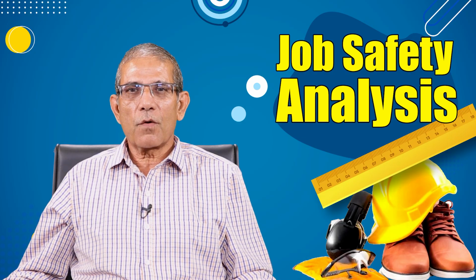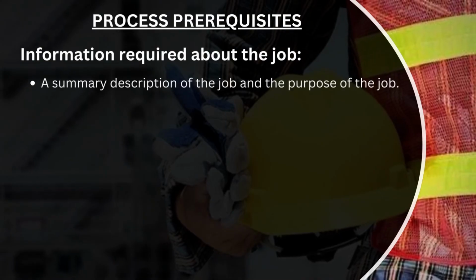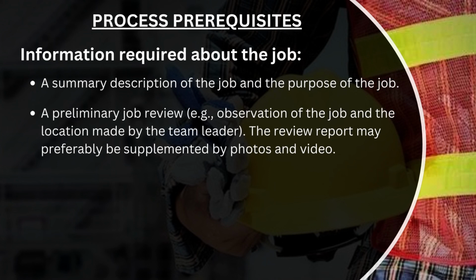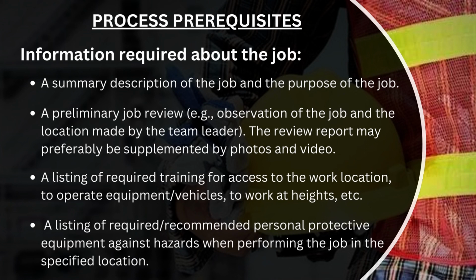Now, what information is required for the job? The information includes a summary description of the job and the purpose of the job, and a preliminary job review, for example, observation of the job and the location made by the team leader. The review report may preferably be supplemented by photos and videos. It also includes a listing of required training for access to the work location, to operate equipment and vehicles, to work at height, etc., and a listing of required or recommended personal protective equipment against hazards when performing the job in a specified location.